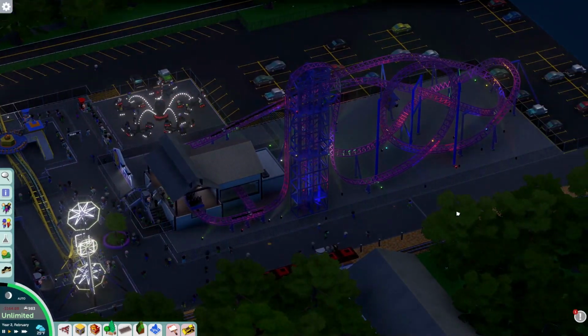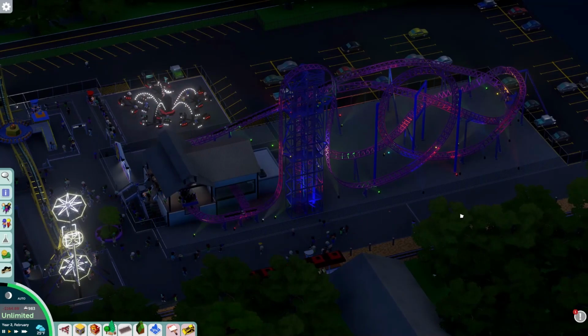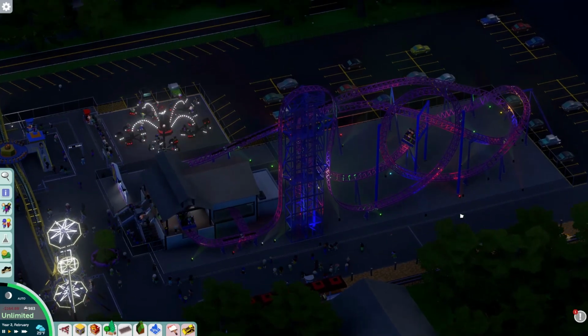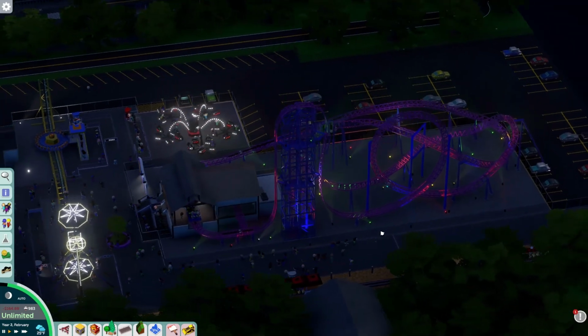Take a look at another ride through at night. They did install this pretty cool, colorful lighting package.